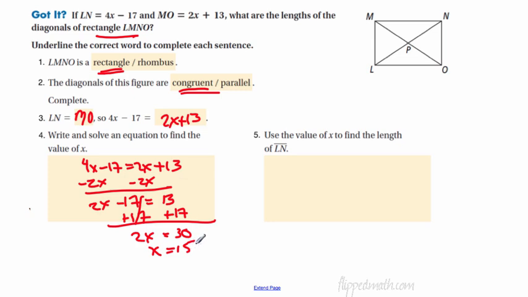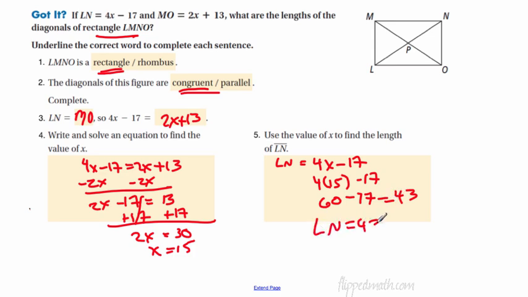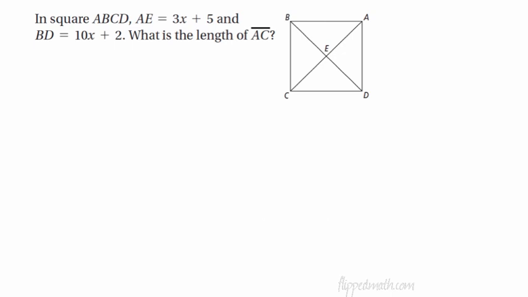So we're not done yet. You have to plug that back in. Remember, the diagonals are congruent, so we can pick either one. So let's pick LN. If LN equals 4x minus 17, we're going to plug that value 15 in. And that'll give us 60 minus 17. What is 60 minus 17? That would be 43. Ta-da! So LN equals 43. Done with that problem. How easy is that? That is easy.